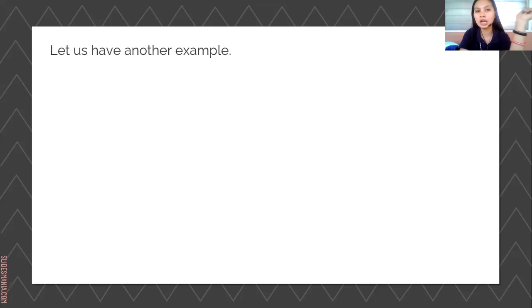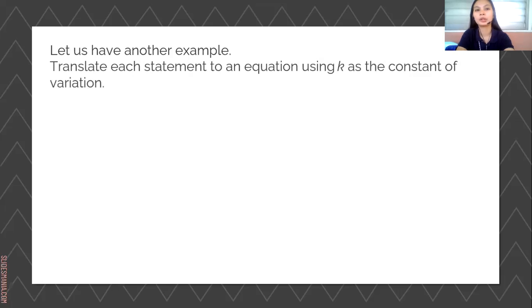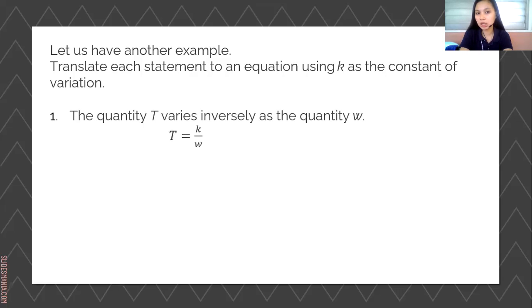So, let us have another example po. Translate each statement to an equation using K as the constant of variation po. So, the quantity T varies inversely as the quantity W. So, we have the interpretation of T equals K over W. Ayan po siya, varies inversely as the quantity W po. Ibig sabihin, yung nasa dulo siya, yung nasa denominator.